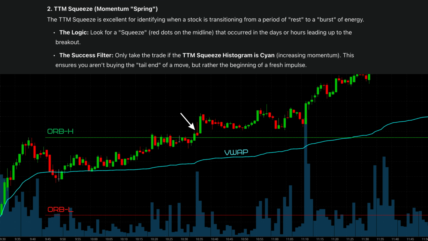2. TTM squeeze, momentum spring. The TTM squeeze is excellent for identifying when a stock is transitioning from a period of rest to a burst of energy. The logic: look for a squeeze, red dots on the midline, that occurred in the days or hours leading up to the breakout. The success filter: only take the trade if the TTM squeeze histogram is cyan, increasing momentum. This ensures you aren't buying the tail end of a move, but rather the beginning of a fresh impulse.